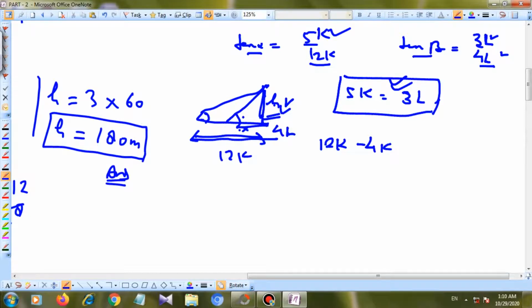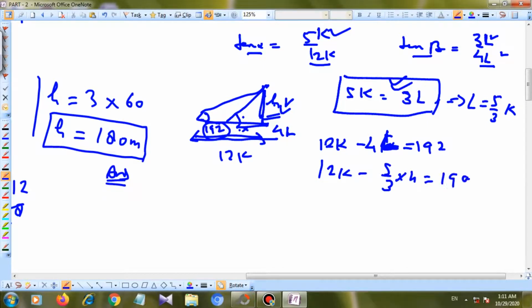So this is 12k and this is 4l. The difference between both the lengths will be 192 kilometer, which is given in the question, right? So 12k minus 4l is given how much? 192 kilometer. Clear? Now the value of l is 5 by 3 k, right?